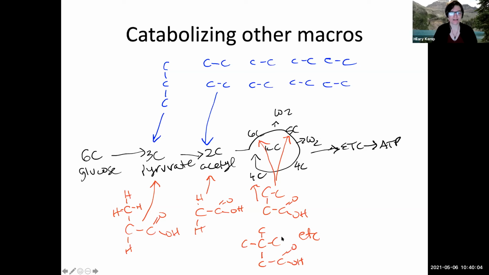So this is a really quick and dirty summary of how protein catabolism works. But first you have to chop the amino acids apart. That's proteolysis. Then you have to deaminate them. That's removing the amino group. You can see it's all gone. And then you have to put these different amino acids into different places depending on how many carbons they have.